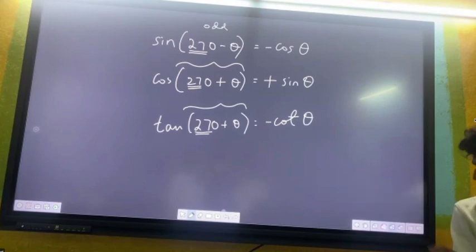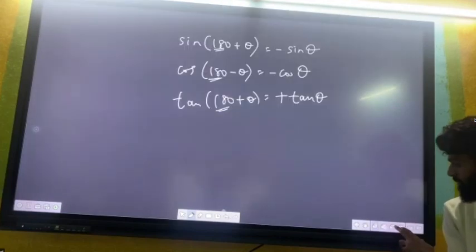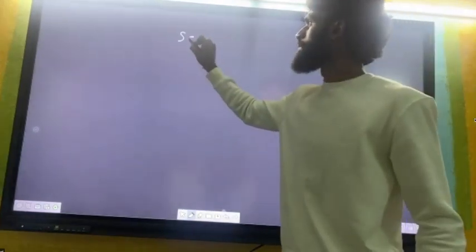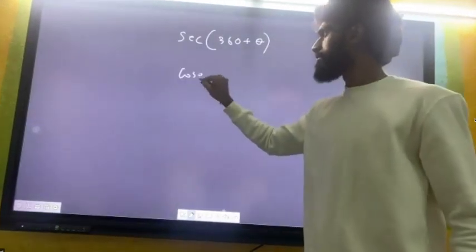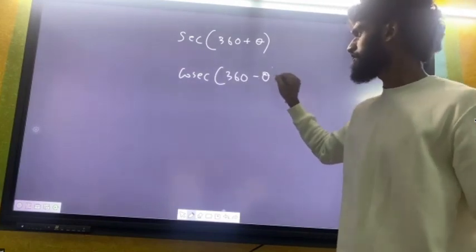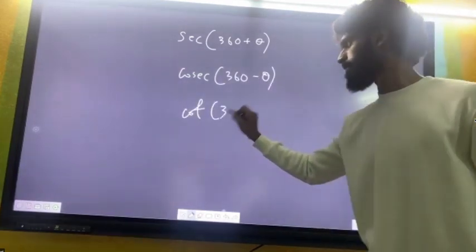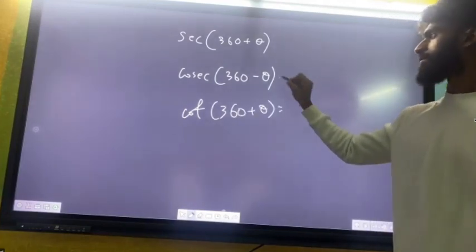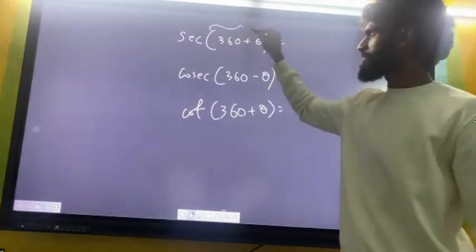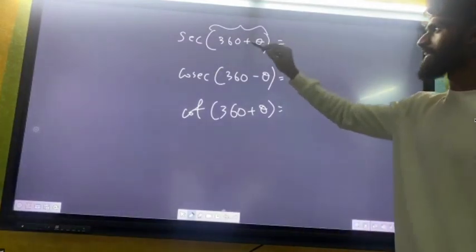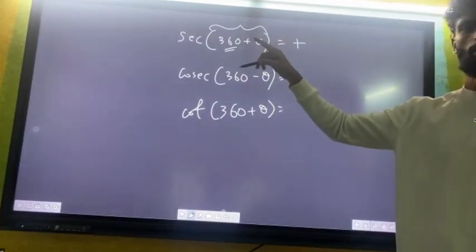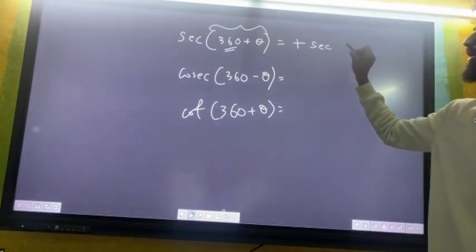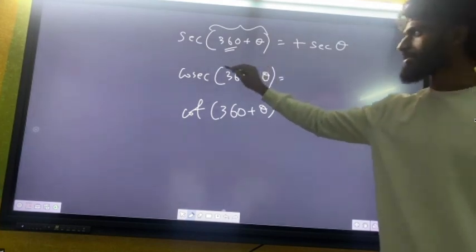Done with this set? Now we'll solve using secant, cosecant, and cotangent. Secant 360 plus theta. Focus. What quadrant? First quadrant, secant is positive. Go back inside the bracket. 36, even, ratio same. Secant theta. Got that?